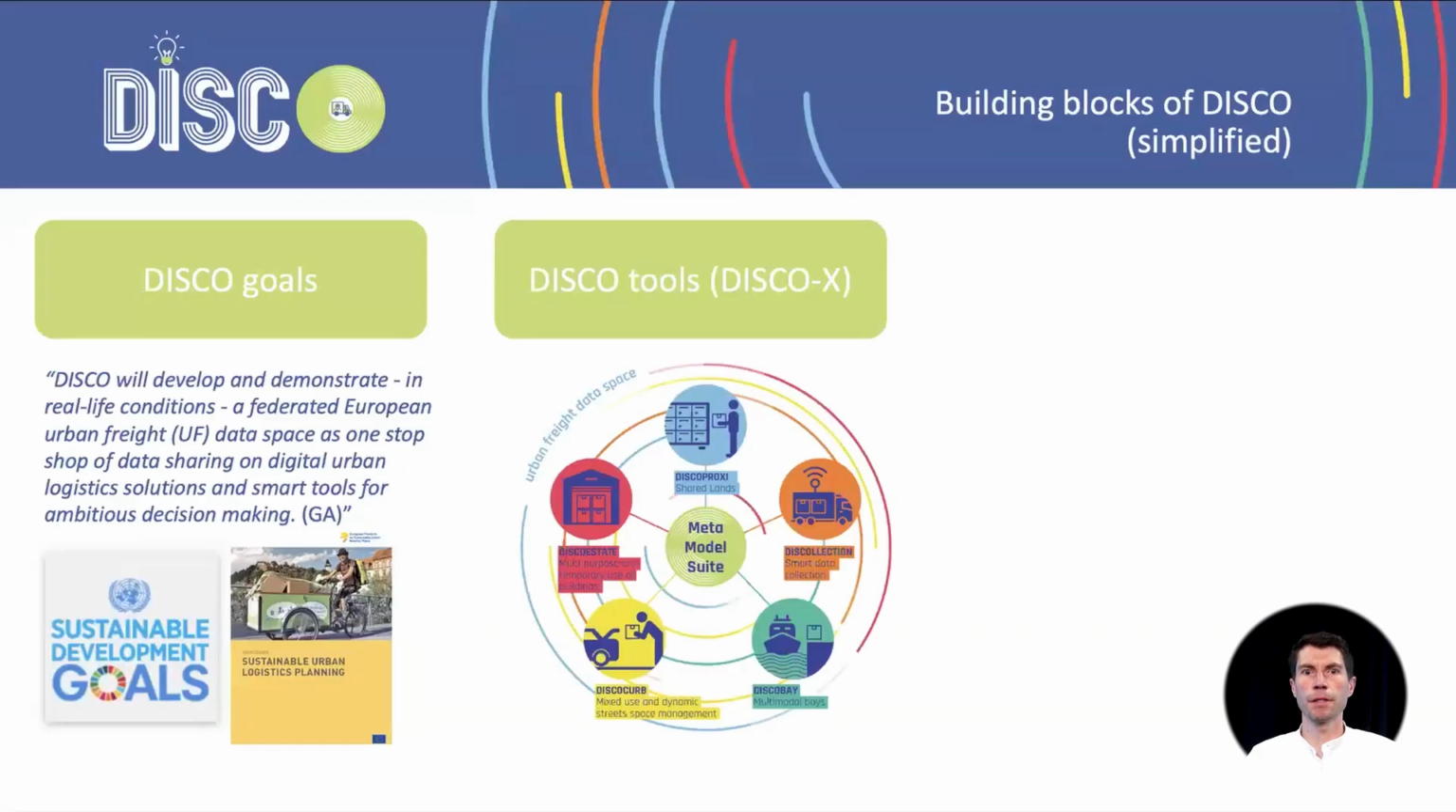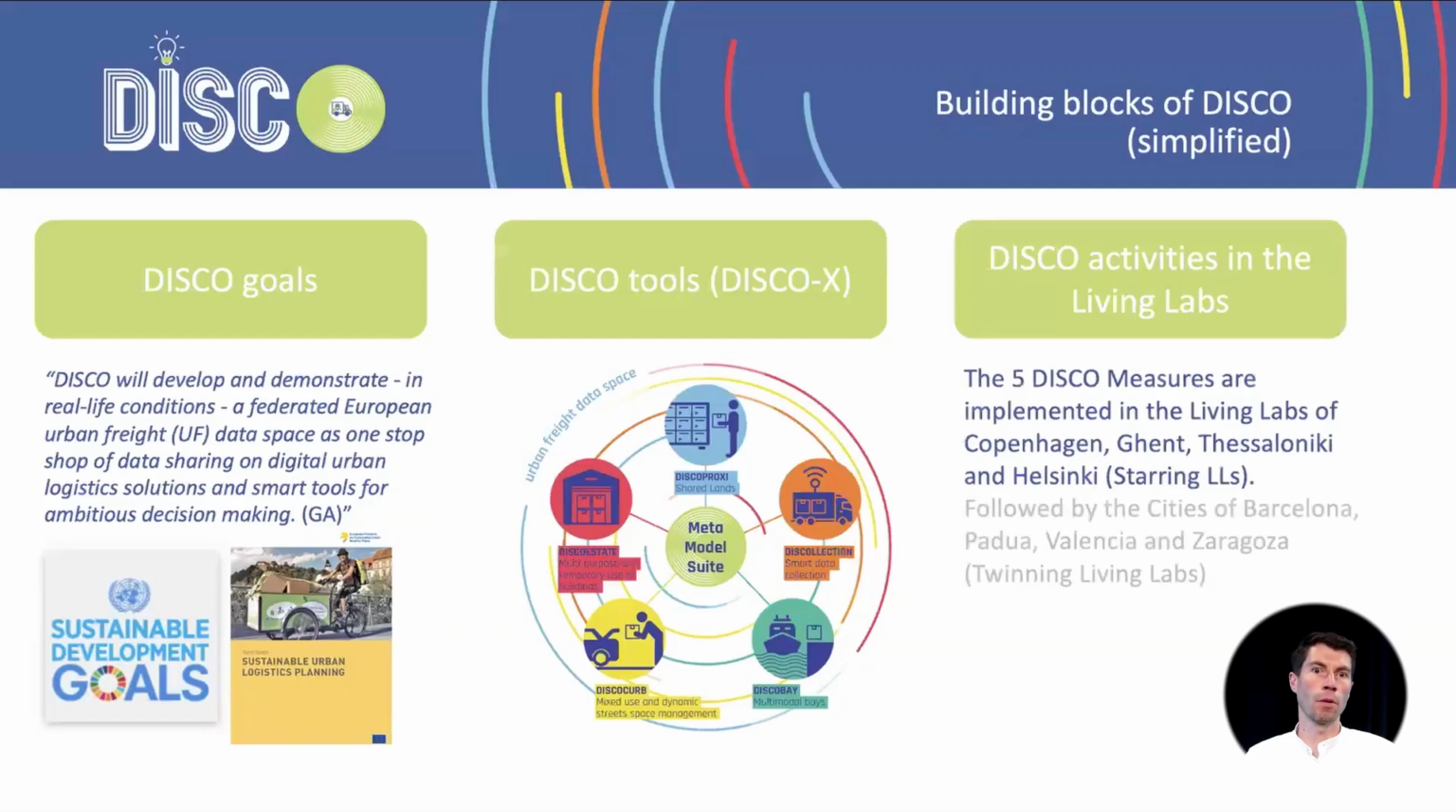At the core of the initiative, there is an urban freight data space and the so-called meta model suite, which is a toolbox that consists of 5 DISCO-X measures that are implemented not only by the steering living labs of Copenhagen, Ghent, Thessaloniki, and Helsinki, but that are also used by the twinning living labs Barcelona, Padua, Valencia, and Zaragoza.